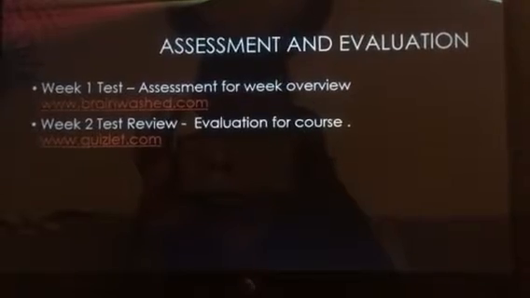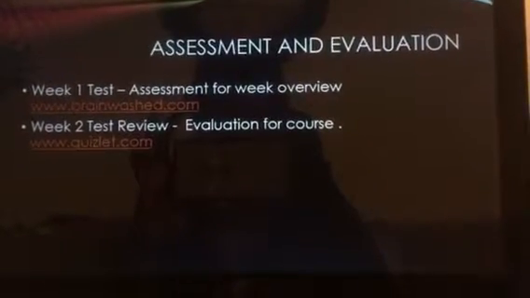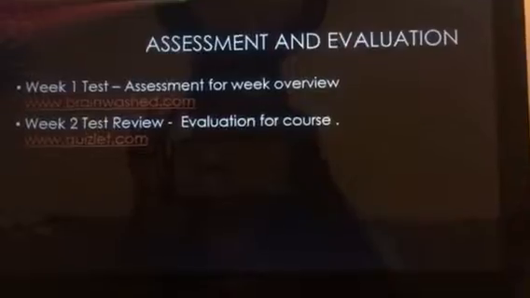For week 2, I evaluated them on the overall course, on what they learned or what they got out of the course information that was taught, using Quizlet.com.